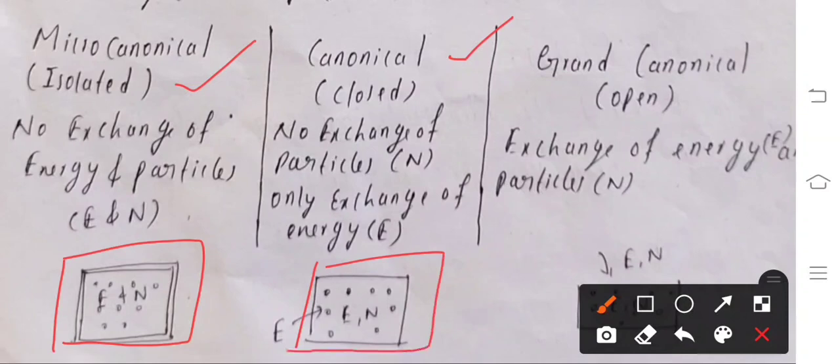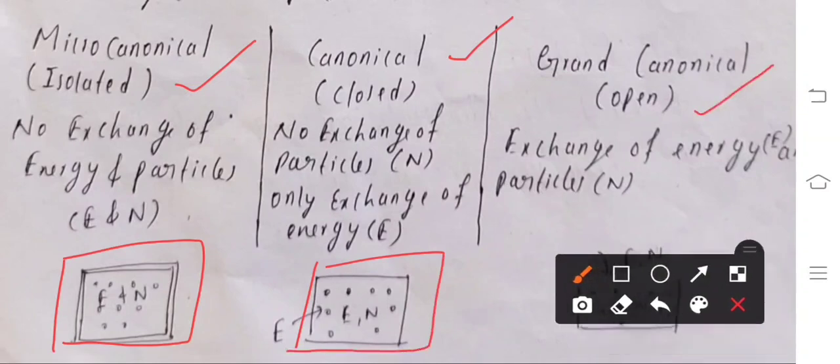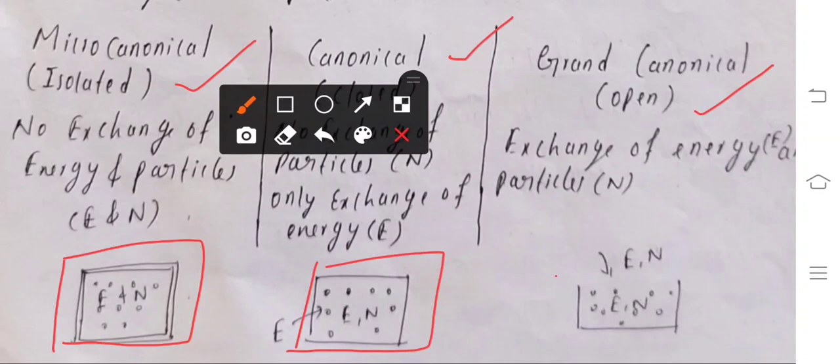And the last one is the grand canonical system or open system. Here we consider a system having n number of particles, and E is the energy of the system. In this system both energy and number of particles may be exchanged with the atmosphere. We call this system an open system.